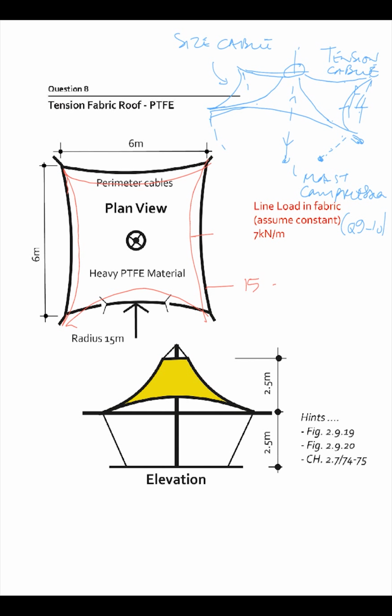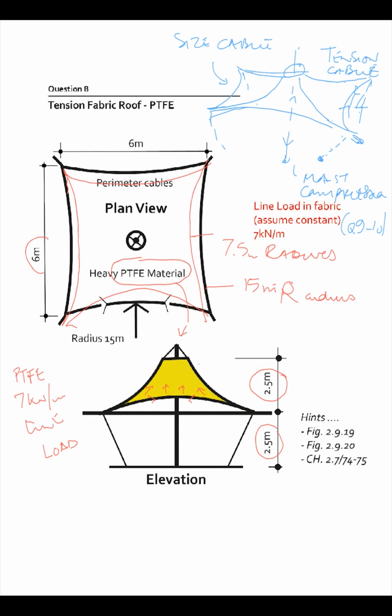So we're looking at two radii. We're going to look at changing the radius from 15 meters to 7.5. The material is a PTFE, which is covered in the book, so it gives a line load of 7 kilonewtons a meter, which is what we're going to use.